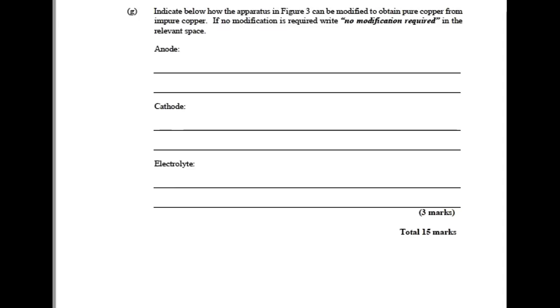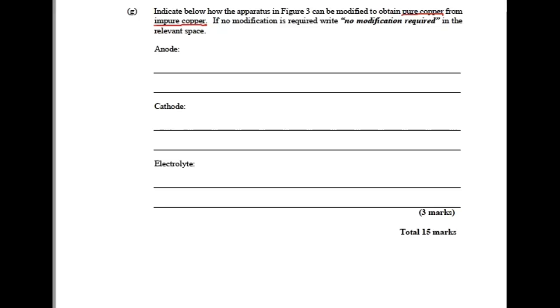Okay, for the remaining 3 marks, part G: indicate below how the apparatus in figure 3 can be modified to obtain pure copper from impure copper. If no modification is required, write no modification required in the relevant space. So we want to obtain pure copper from impure copper. That's purification of metals, or purification of copper in this case. You can always rewind to look back at what the diagram was.